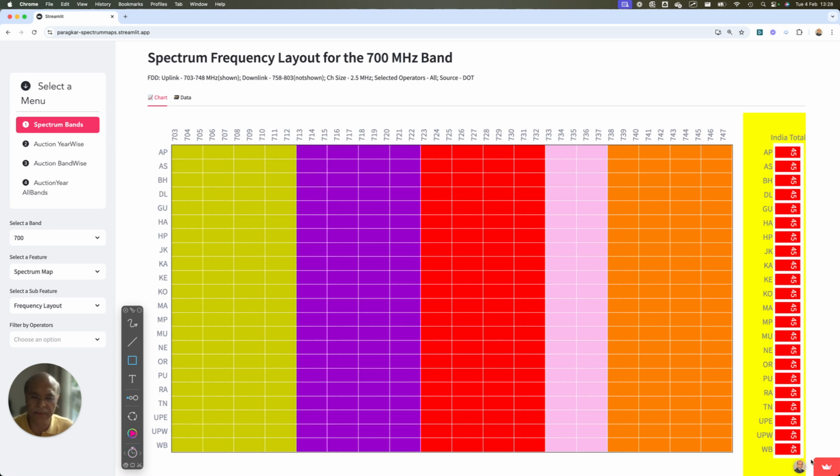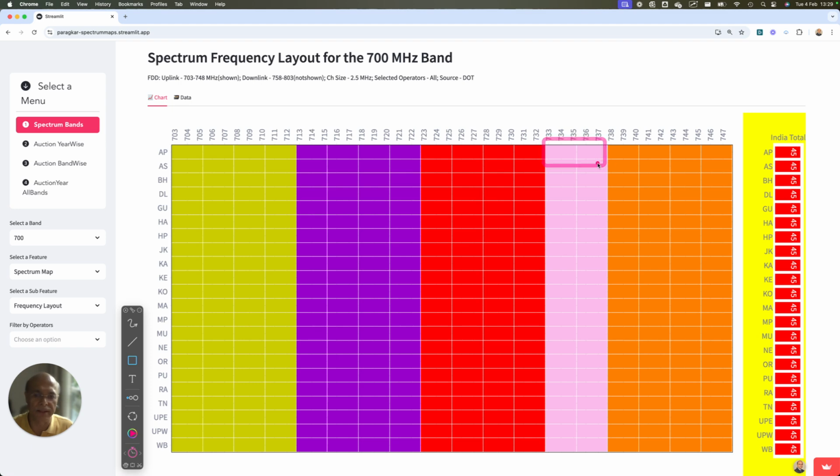Now, out of this 45 megahertz of spectrum, how much is utilized by mobile operators, which is BSNL and Reliance Jio? Reliance Jio has 10 megahertz and BSNL has 10 megahertz. So 20 megahertz of the band is used by mobile operators, and the rest of the band is used by PSUs. This is also lying free, but most likely it is going to be used by railways.